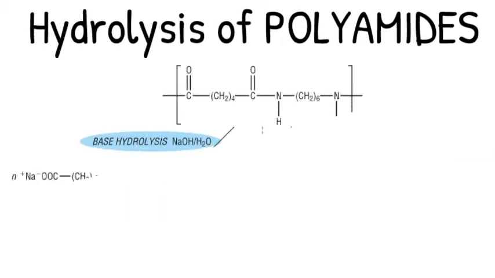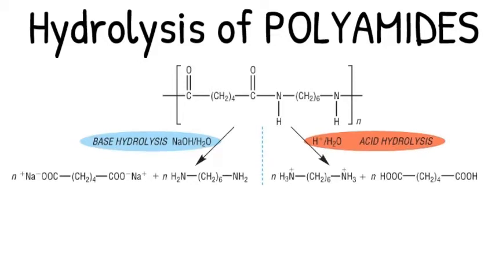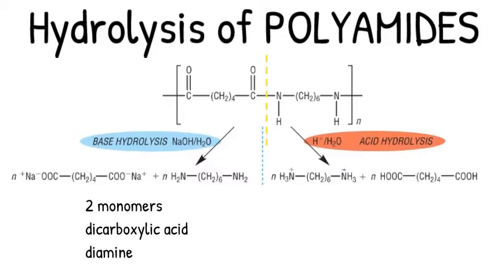Let's check out the hydrolysis of polyamides. Drawn is a typical polyamide, and the first thing we need to do is identify the amide functional group and draw a line down the center of it as shown here. This is where the amide gets split by the water being added in, and it gets split into its two original monomers. One is a dicarboxylic acid and the other is a diamine.